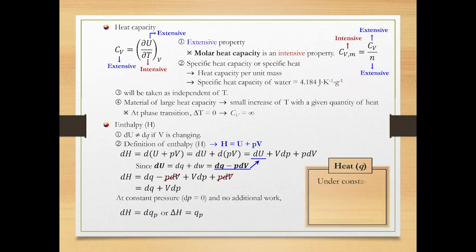In summary, the heat transferred at constant volume is internal energy, or delta U, and the heat transferred at constant pressure is enthalpy, or delta H.